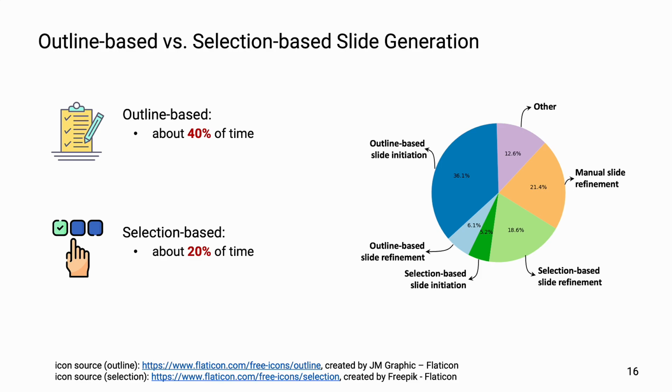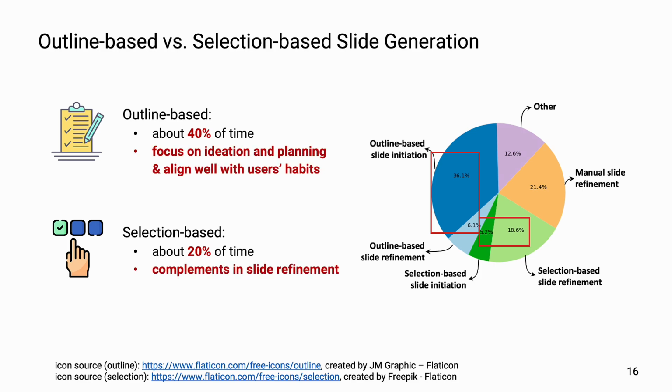When it comes to the preferences between outline-based and selection-based slide generation, we found that participants spent about 40% of their time on outline-based interaction, which was 2 times more than selection-based interaction. They further commended outline-based interaction for its focus on ideation and planning rather than becoming bogged down by tedious tasks, and noted its alignment with users' slide creation habits. In the meanwhile, selection-based interaction was valued for its complementary role in slide refinement.